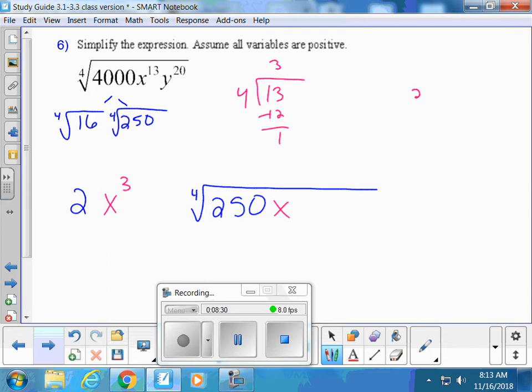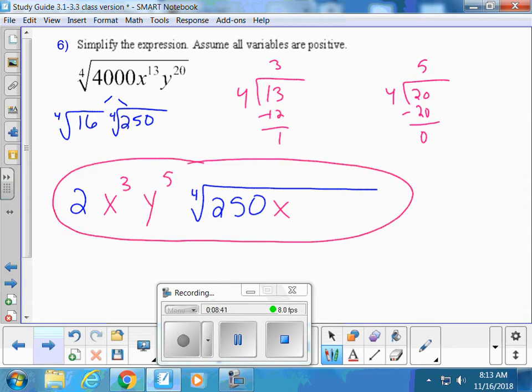And then let's do our y's. What's 20 divided by 4? 5 remainder 0. So 5 y's get out, none remain in. That's your answer. It's kind of an obnoxiously large radical, but it's okay. There you go.